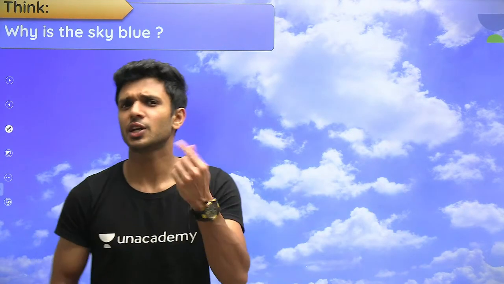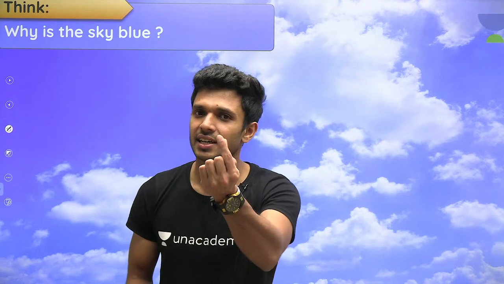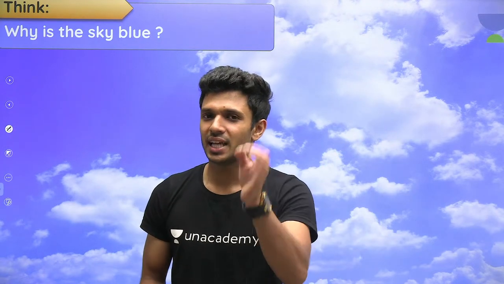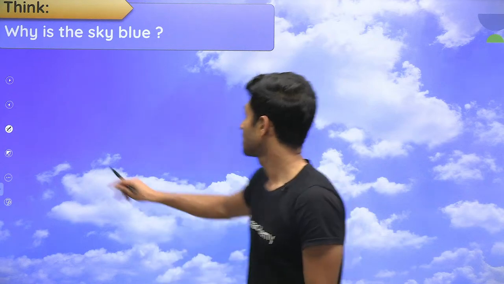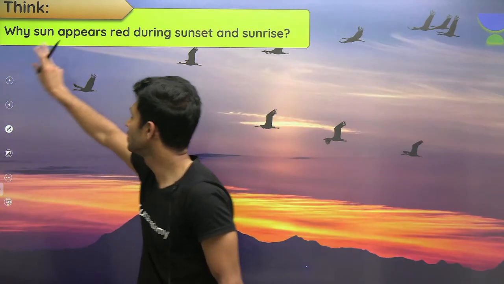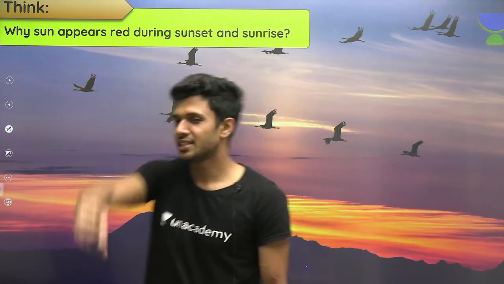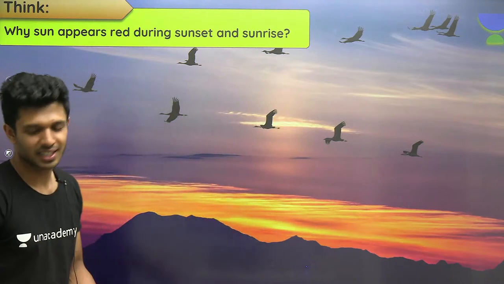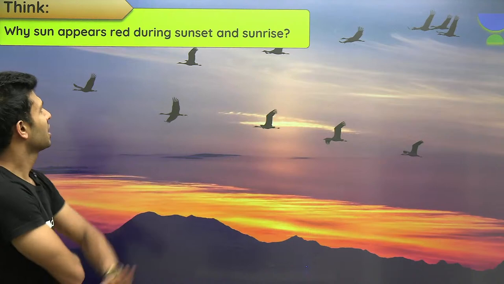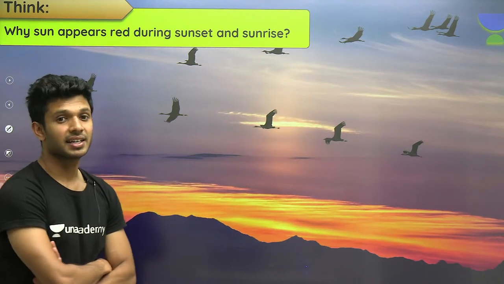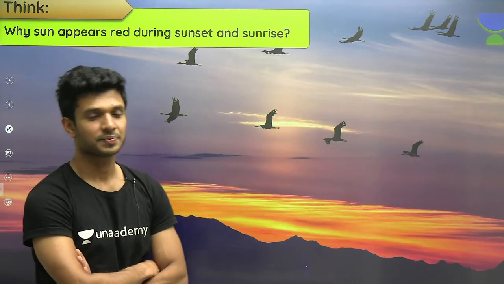So, understood why the sky is blue? Because the blue color, or let's say the violet color, is undergoing the maximum scattering. So, who will be undergoing the least scattering? The red color. Right? So, the red color will be undergoing the least scattering. And this is the reason why the sun appears red during sunset and sunrise. Wow, another beautiful picture. Who can explain why the sun is having a red color during sunset and sunrise?